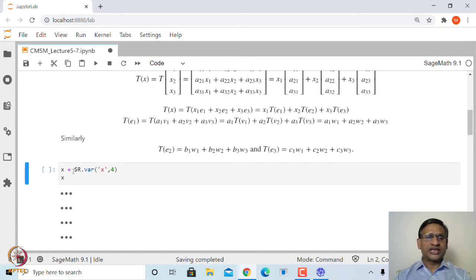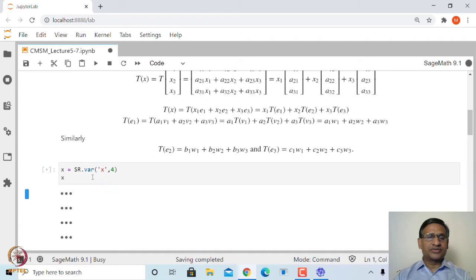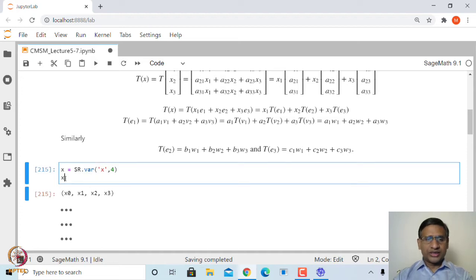So, first let us declare x1, x2, x3 as variables. One way to declare these variables, we can declare them individually, or you can declare x is equal to SR.var, and x is the variable name, so inside single quotes, and 4 denotes here that this x will be x0, x1, x2, x3. So x0 is actually the first component of this tuple.